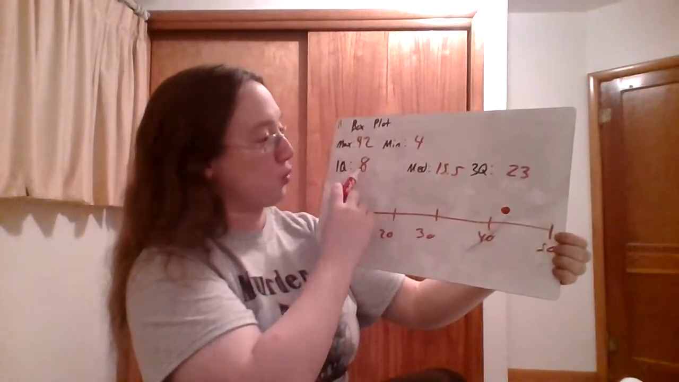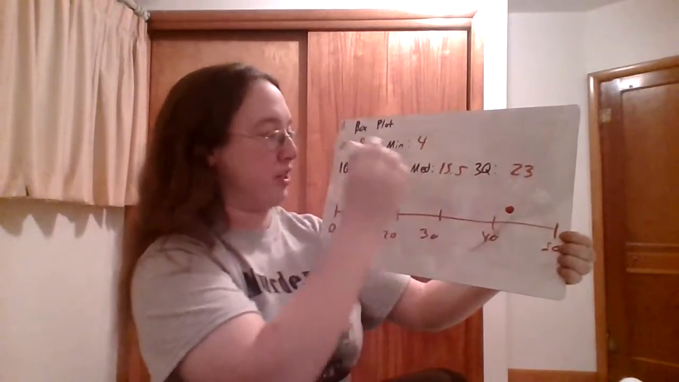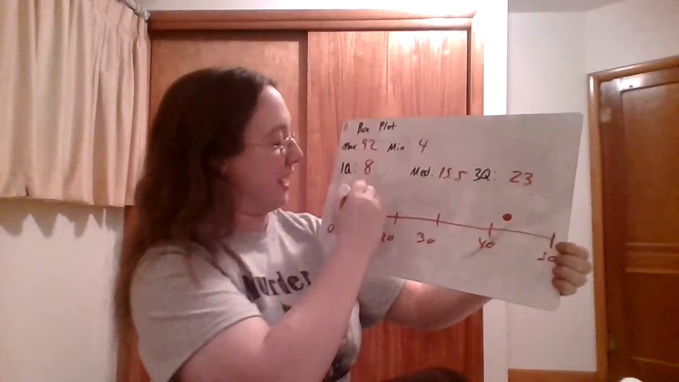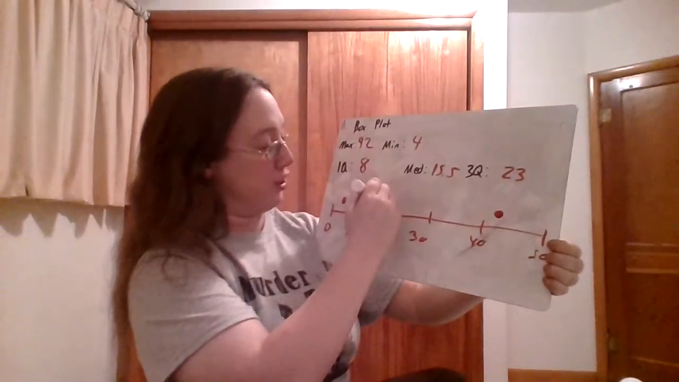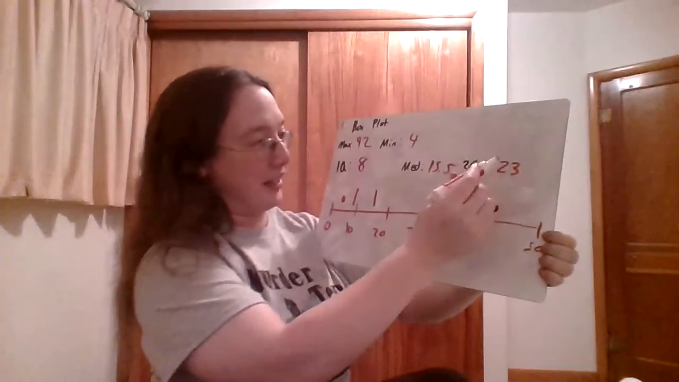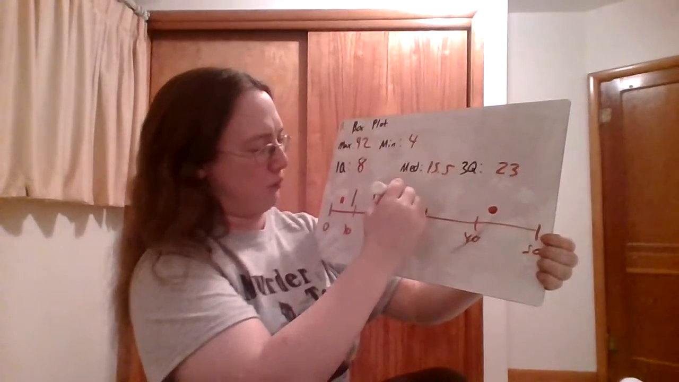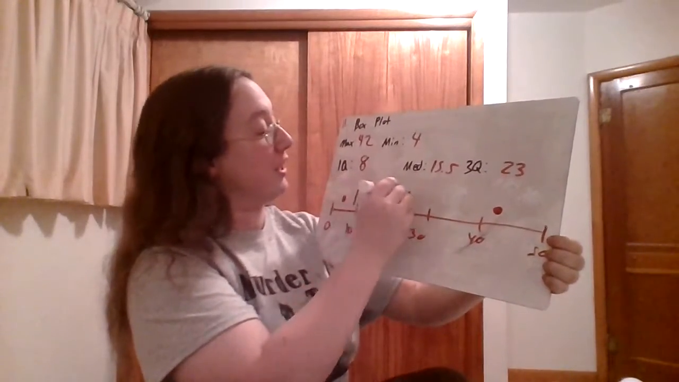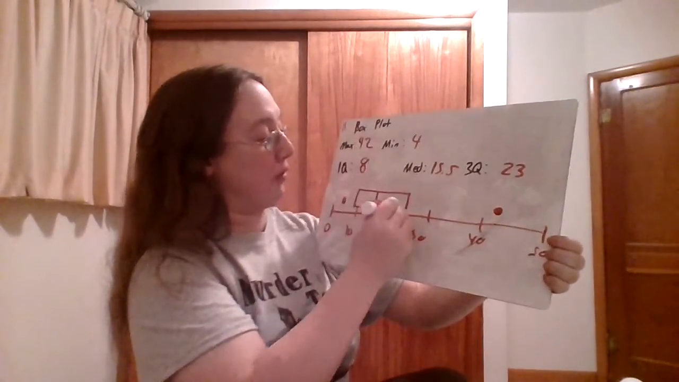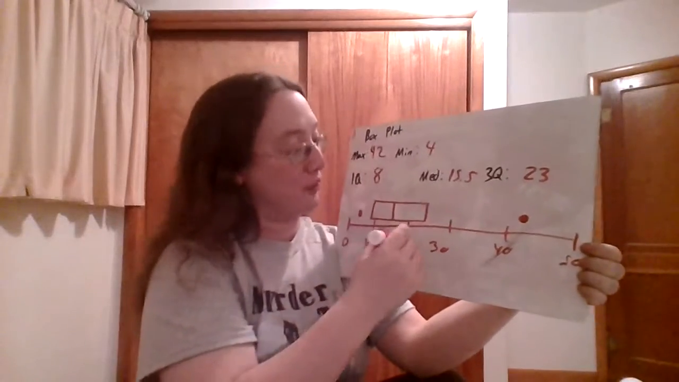And then your first quartile, your median, and your third quartile get lines. So you got a line at 8. We got a line at 15.5, so about halfway between 10 and 20. And then we got a line at 23, so a little bit more than 20, closer to the 20 than the 30. And I'm not going to dock you for how well you eyeball things. Just make sure you're somewhere between 20 and 30 if you're looking for 23.